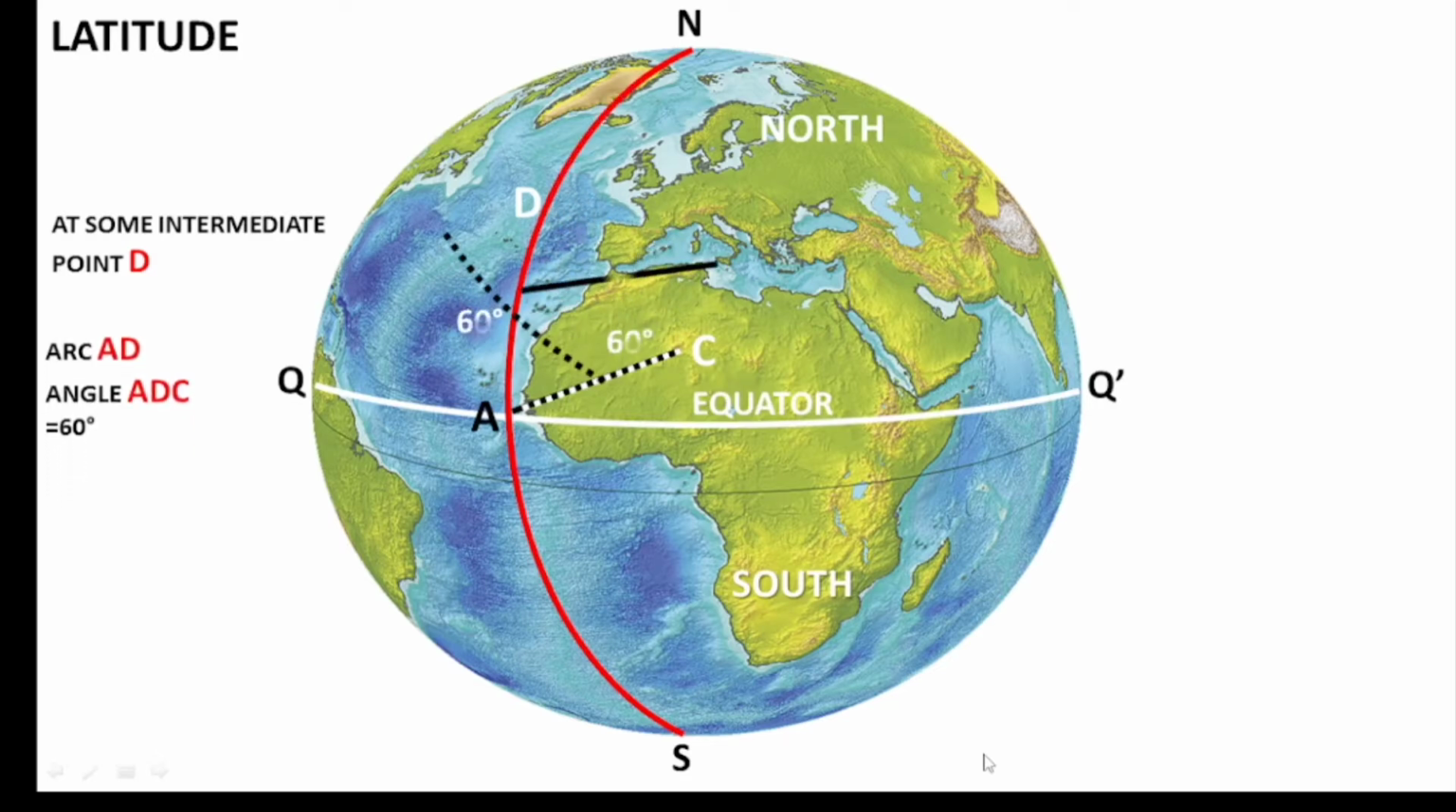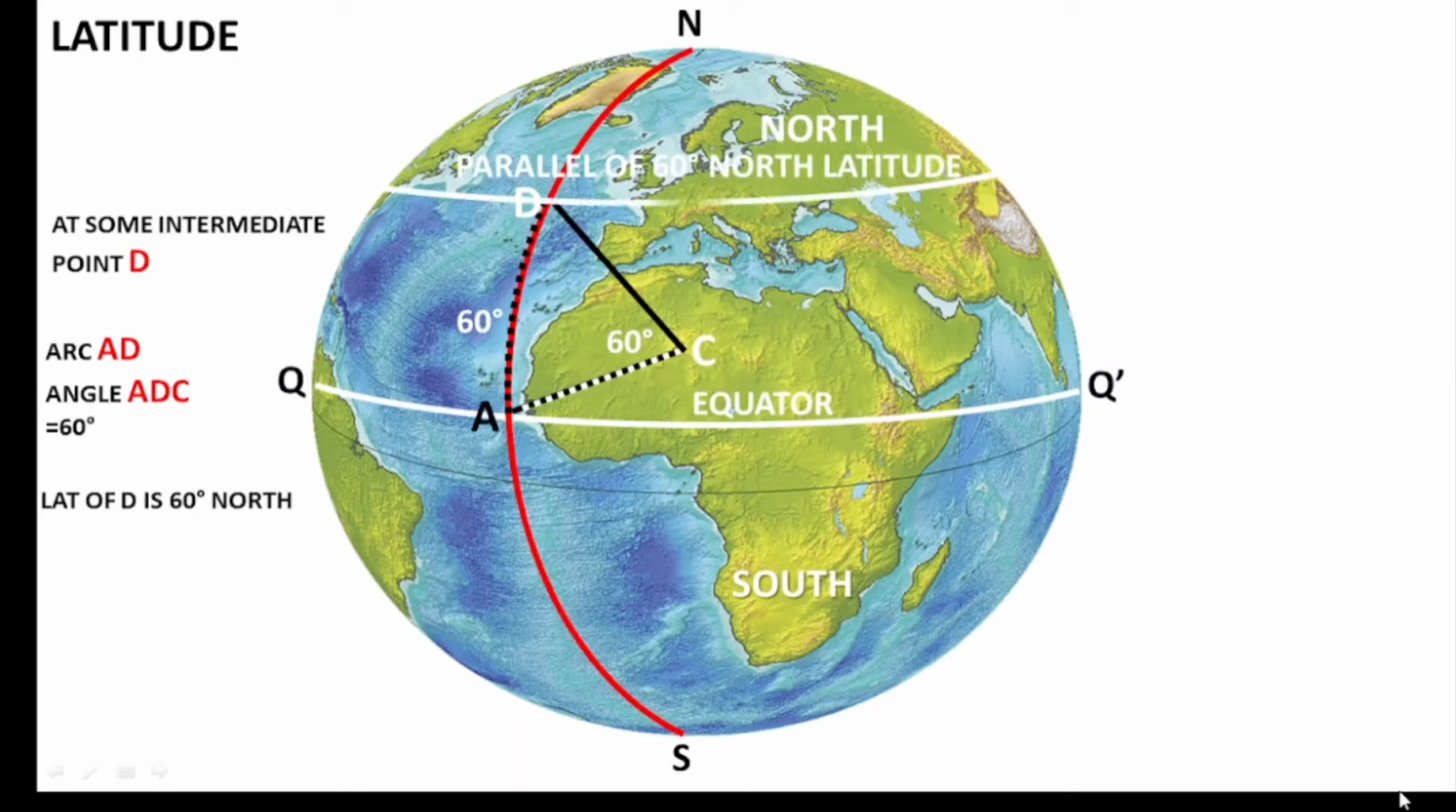And some other intermediate points, again as I said, angle at the center or arc, 60 degrees north. Being north of the equator, its latitude is 60 degrees north. And all points on this parallel of latitude will have the same latitude of 60 degrees north.